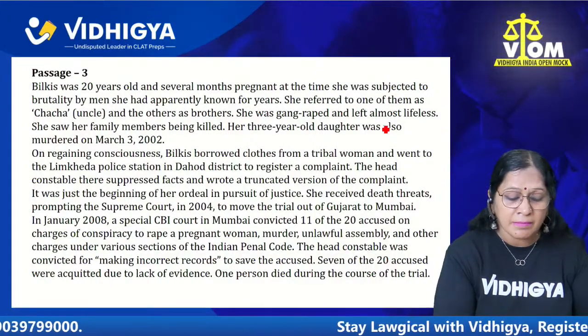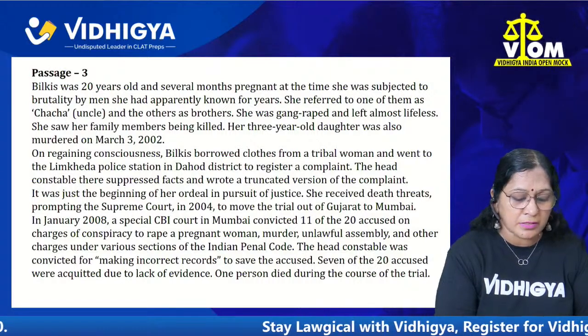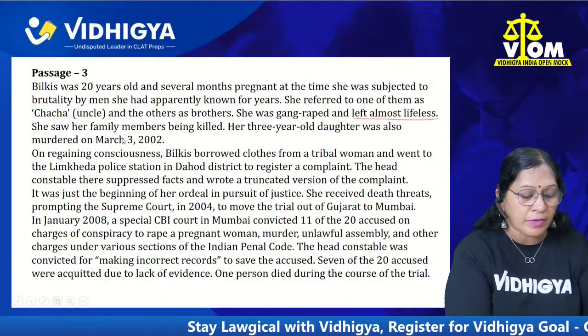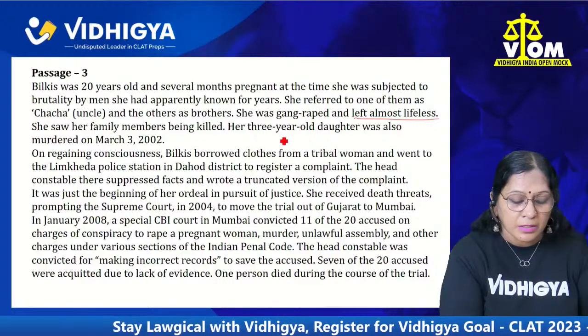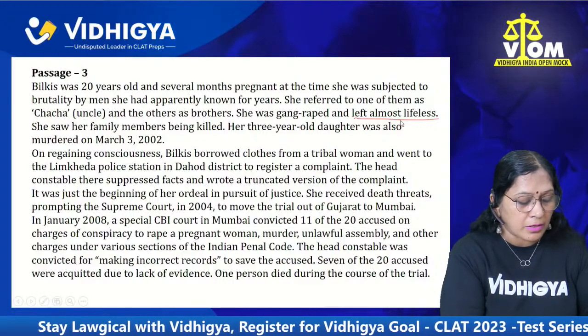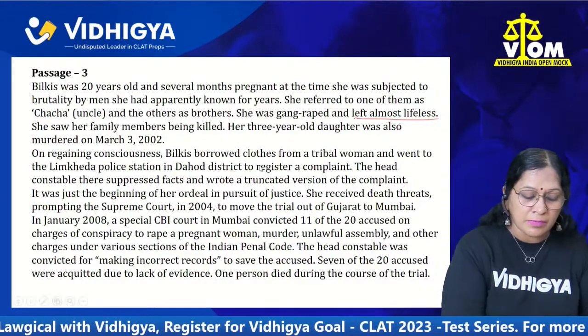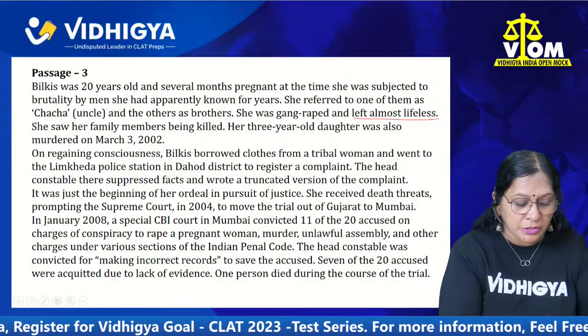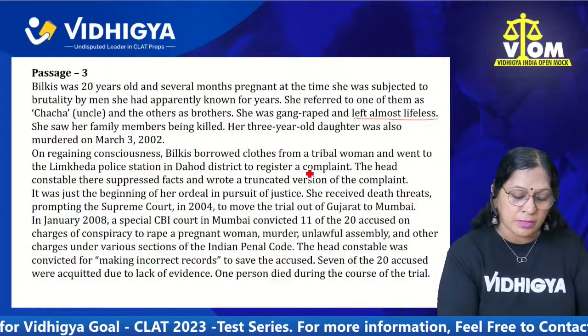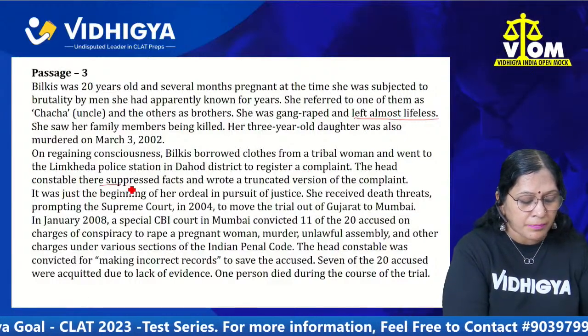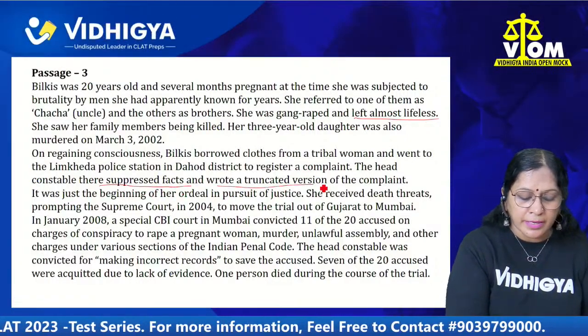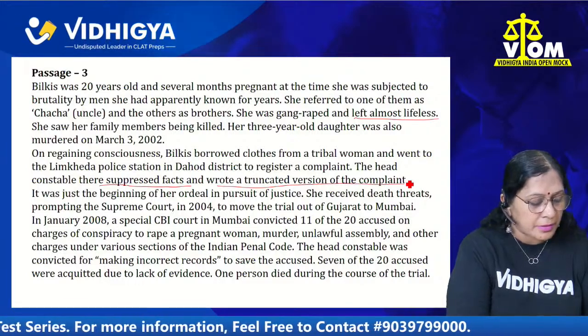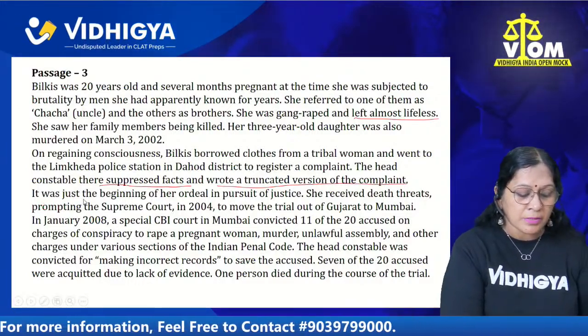She was gang raped and left almost lifeless. She saw her family members being killed. Her 3-year-old daughter was also murdered. On regaining consciousness, Bilqis borrowed clothes from a tribal woman and went to the Limkheda police station in the Dahod district to register a complaint. The head constable there suppressed the facts and wrote a truncated version of the complaint. It was just the beginning of an ordeal.